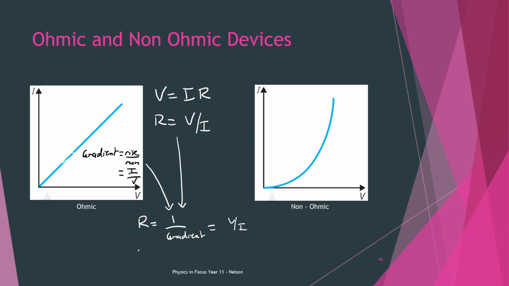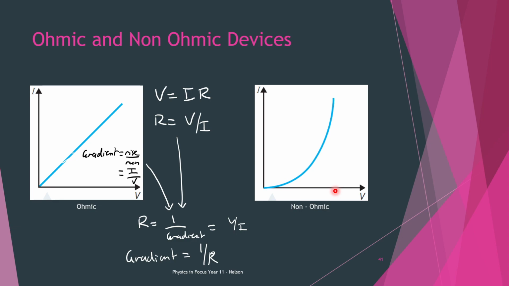Similarly, we could write a statement about the gradient, that the gradient is equal to 1 over the resistance. What that means is if we have a device or an electrical component in a circuit which is classified as ohmic, it should follow this rule here, that the gradient between voltage and current should be equal to 1 on R. If this rule is not obeyed and we graph voltage versus current for a particular component, and we do not get a linear relationship, then we can describe that component as non-ohmic.